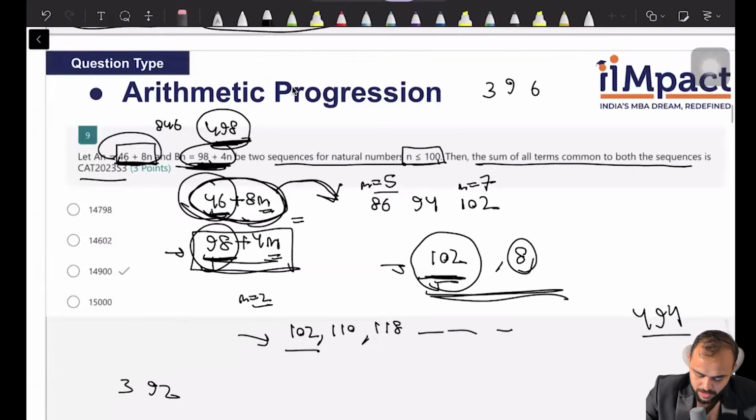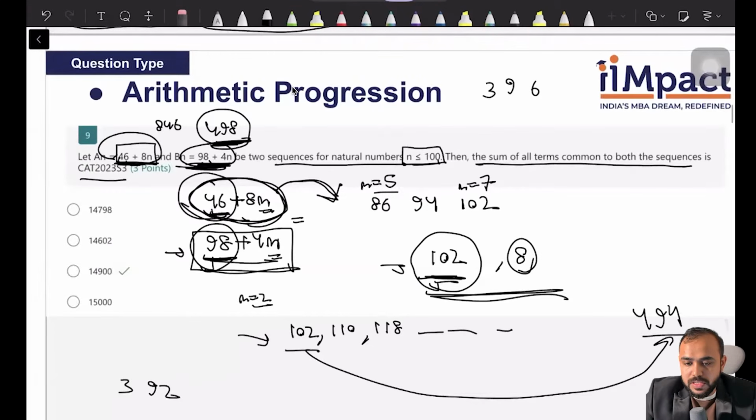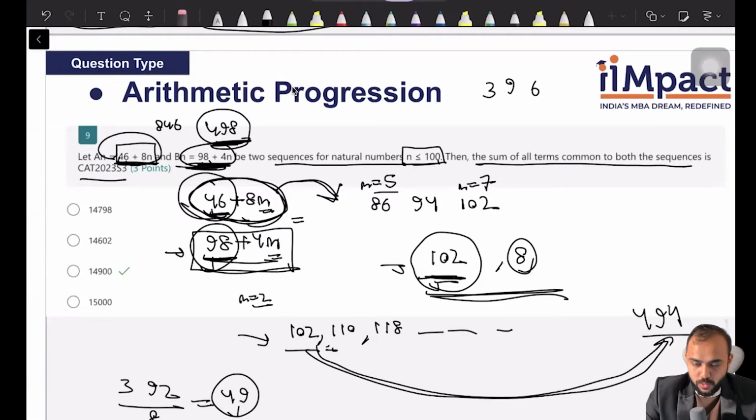Still, your work is not done. You will still have to find the number of terms that are there. Correct? Which you can find as 494 minus 102, that is 392. And if you divide this by 8, which is the common difference, you will get what? 49. So how many terms do you have in this AP? 50 terms. Because it is taking you 49 Ds to get from 102 to 494.